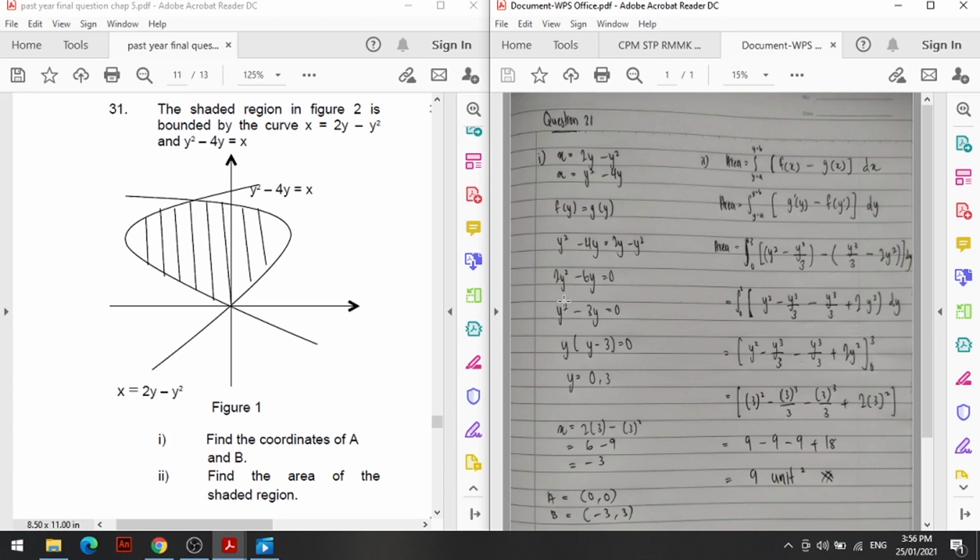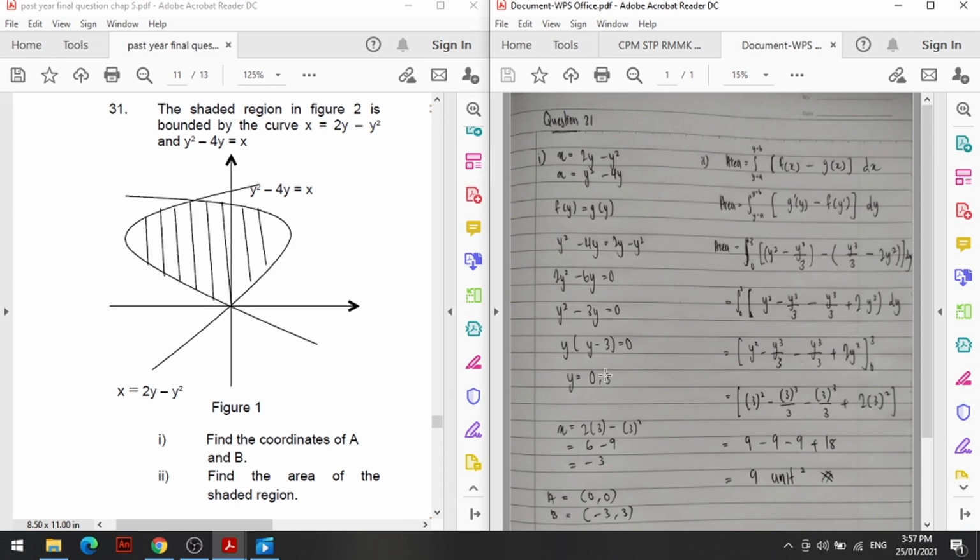We can simplify it: y squared minus 3y equals 0. Then we factorize: y times (y minus 3) equals 0. Then the answers for y are 0 and 3. To get the answer for x, just take the answer for y and use it in the function x. x equals 2 times 3 minus 3 to the power of 2, which is 6 minus 9, and the final answer is negative 3.